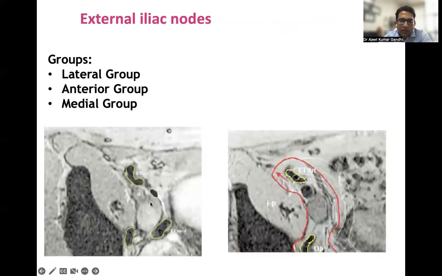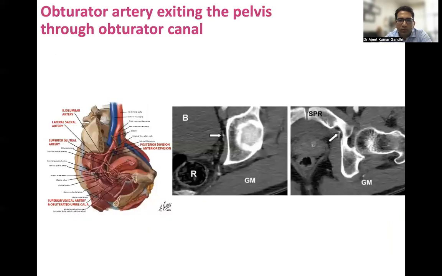Again, the external iliac group of lymph nodes, they have got three major groups. One is the lateral group, the anterior group, and the medial group. So it is very important to understand that these are the three major groups, and this has to be included by giving a larger margin electively while we are contouring the external iliac lymph nodes.